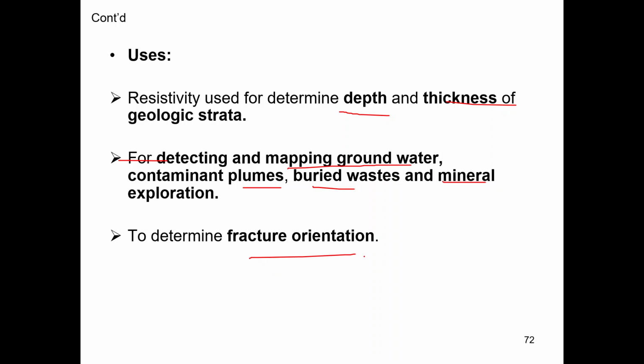For this, resistivity alone cannot be used for this application, but you have to support it with other information, for example borehole observations. Then the most important is the borehole or drilling.